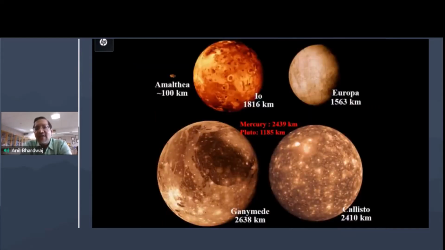Similarly, if you look at the other 3 Galilean satellites of Jupiter, that is Ganymede, Callisto, and Europa, and Io also, you are seeing here with respect to relative size that these 4 satellites of Jupiter, which were discovered by Galileo Galilei in 1600 itself, are very important because they are quite big in size, and they're bigger than the size of Mercury and Pluto. So that means we have satellites in our solar system which are bigger than the size of a planet itself.